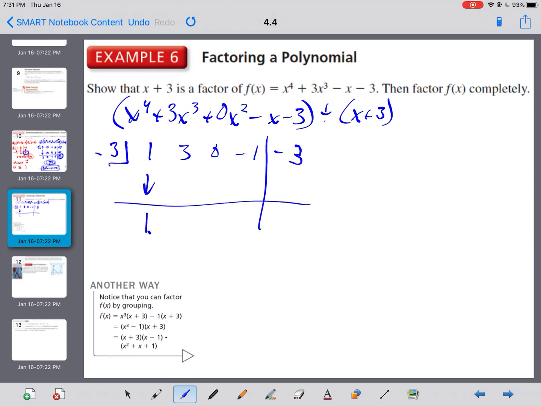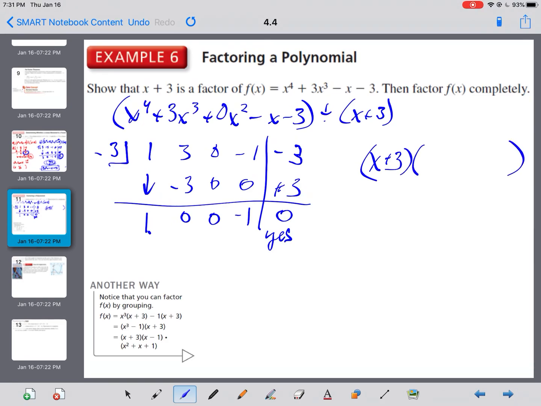Separate, drop. Negative 3 times 1 is negative 3. 0, 0 times anything is 0. 0 plus 0 is 0. Negative 3 times 0 is 0. Makes negative 1, and that makes positive 3, which makes a 0. So yes, it is. Okay, and so we know that x plus 3 times, and let's see, that's the constant, so that's the x squared, and that's the x to the third. We know that x to the third minus 1 times x plus 3, and we have to factor completely.